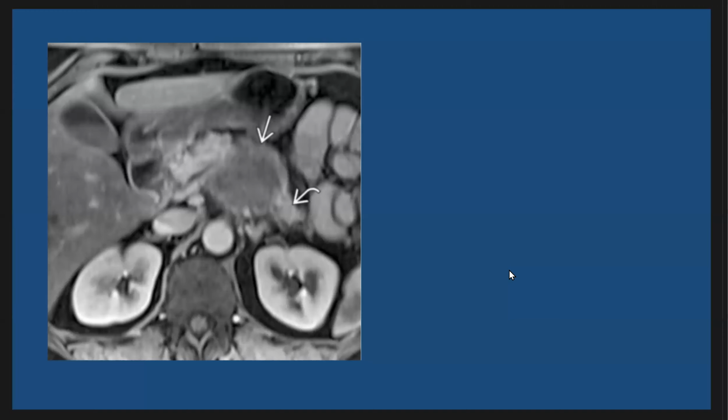middle-aged woman, mucinous cystic neoplasm. And the location of the mass lesion is commonly in the tail, and it is typically cystic in appearance, with some solid component that can be seen in the mass, and also there is no pancreatic duct communication or obstruction.